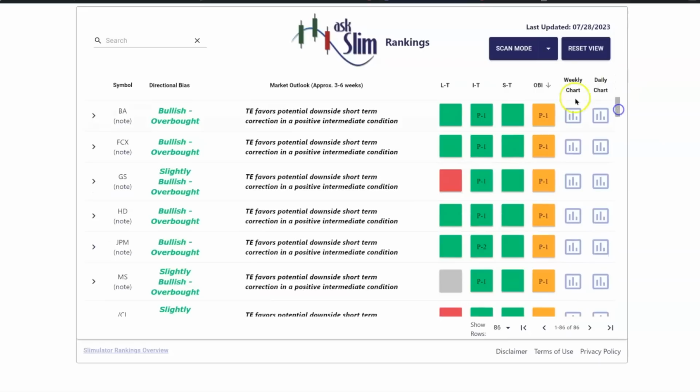What the OBI orange is, is a short-term extreme overbought condition. And these are stocks that have been moving up. And you can see in here, looking at our overall very positive conditions in Boeing and FCX, the market outlook shows you what they are: potential downside short-term corrections in positive intermediate conditions. Why does it say that? It says that because this is all positive, but the OBI is giving you an extreme warning.